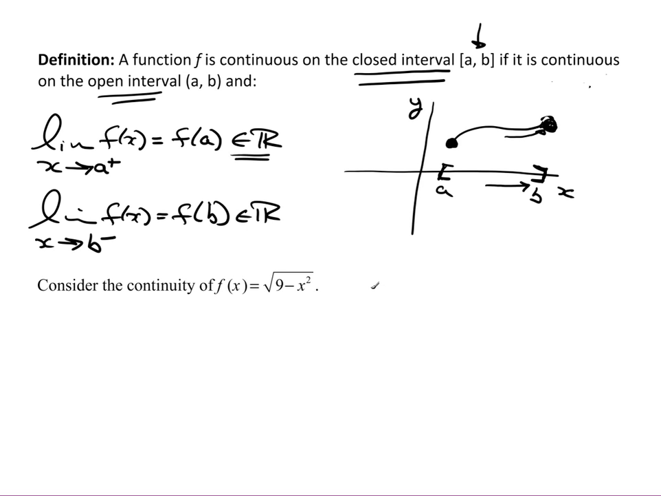We're saying the exact same thing for f of A. As we approach A from the right, the function is equal to f of A, which means there are no jumps, no skips in there.